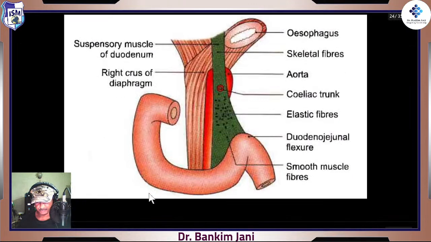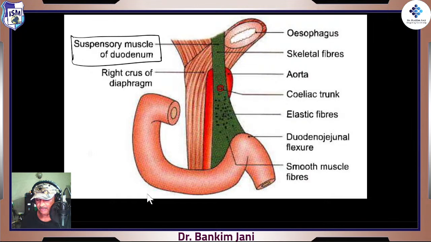And this is what we are talking about. This is the suspensory muscle or suspensory ligament of duodenum, right? So this first part has skeletal fibers, the middle portion has elastic fibers, and this last one has smooth muscle fibers, right? Do remember this. And all these figures, if you know them, are easy to draw, right? So try drawing more and more figures. It will make the concepts good.